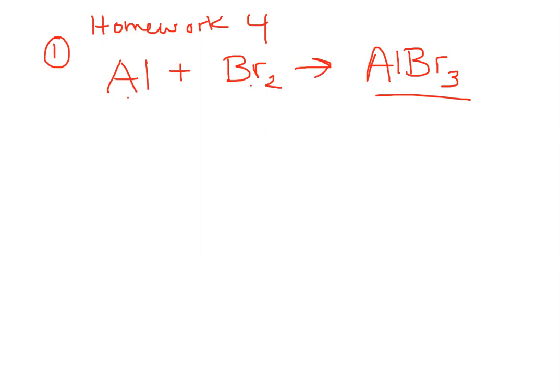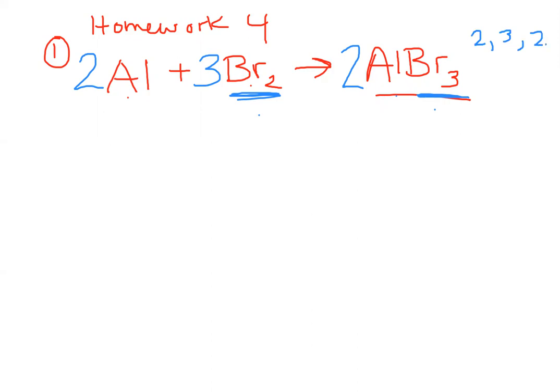Okay, we got 3 bromine over here, and we got 2 of them here. When you have 3 and 2, you're going to have to put a 2 by the 3 and a 3 by the 2. Now we've got 6 bromine here and 6 bromine here, but we got 2 aluminum, so we're going to have to put a 2 here. And over on the side where it says coefficients, you need to write 2, 3, 2.